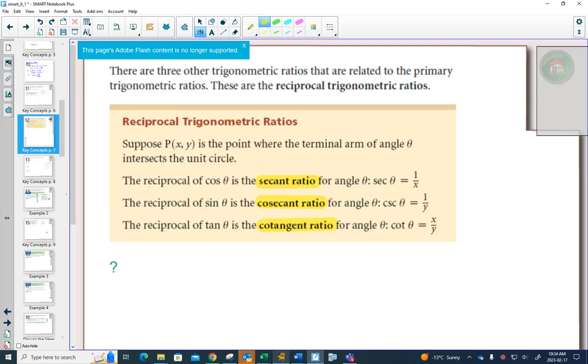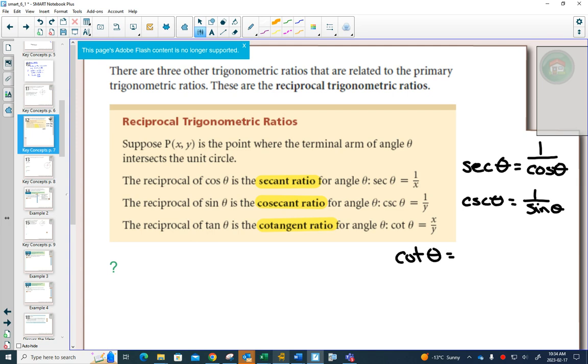The secant ratio, what I'd like you to do right beside this is that secant theta is 1 over cos theta. And cosecant theta is 1 over sine theta. And cotangent theta is 1 over tan theta.